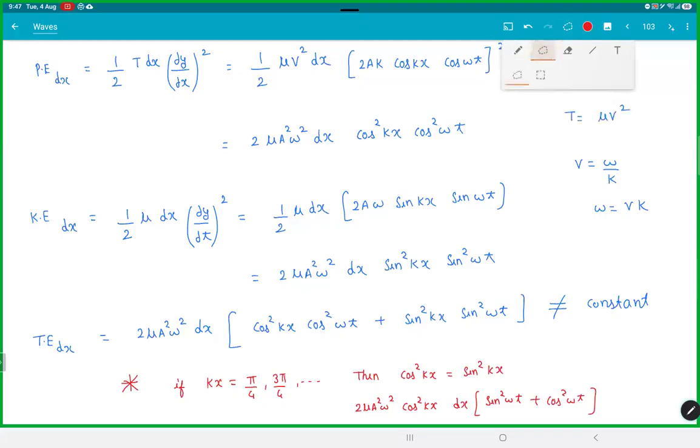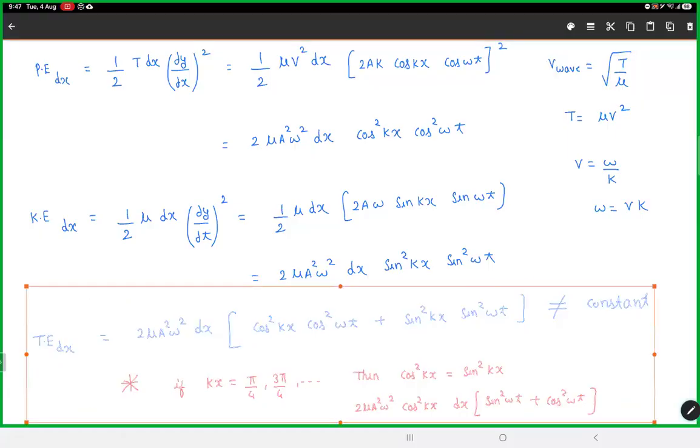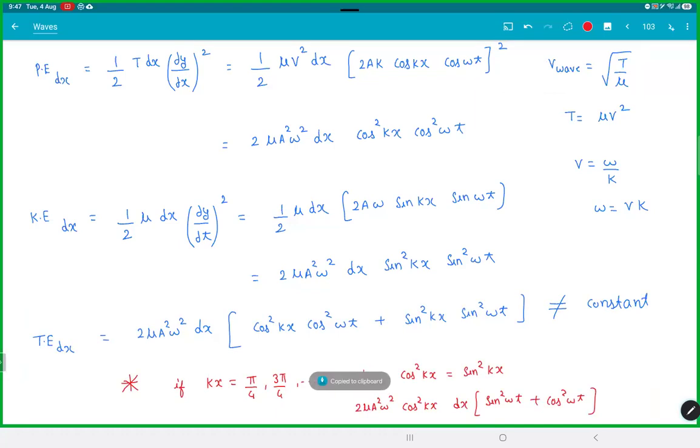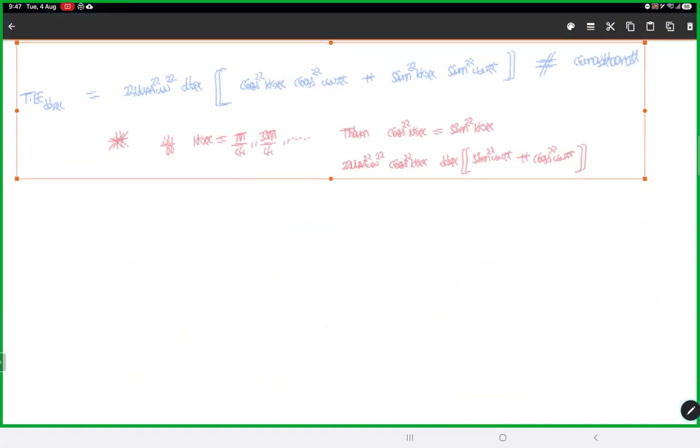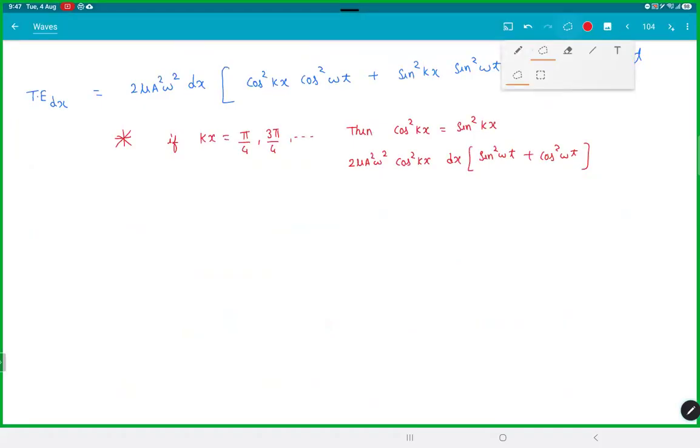Maybe I should do it on the next page. That's a really good question. They can ask you the energy of any segment in a stationary wave: it is not constant, but there is a particular point which becomes constant. So this is 2 mu a square omega square cos square kx dx.